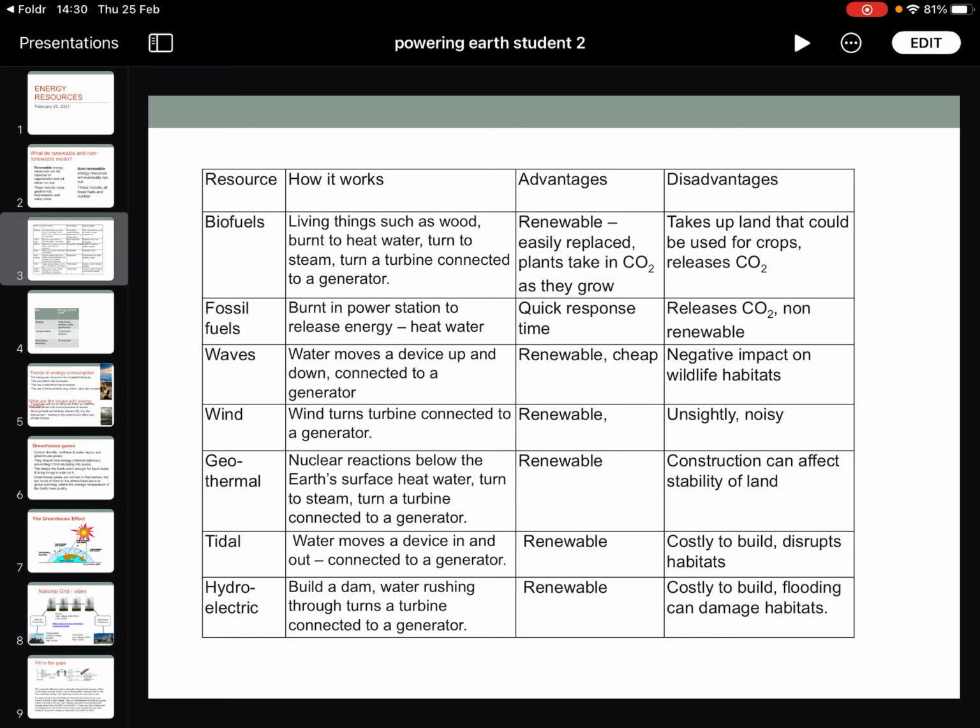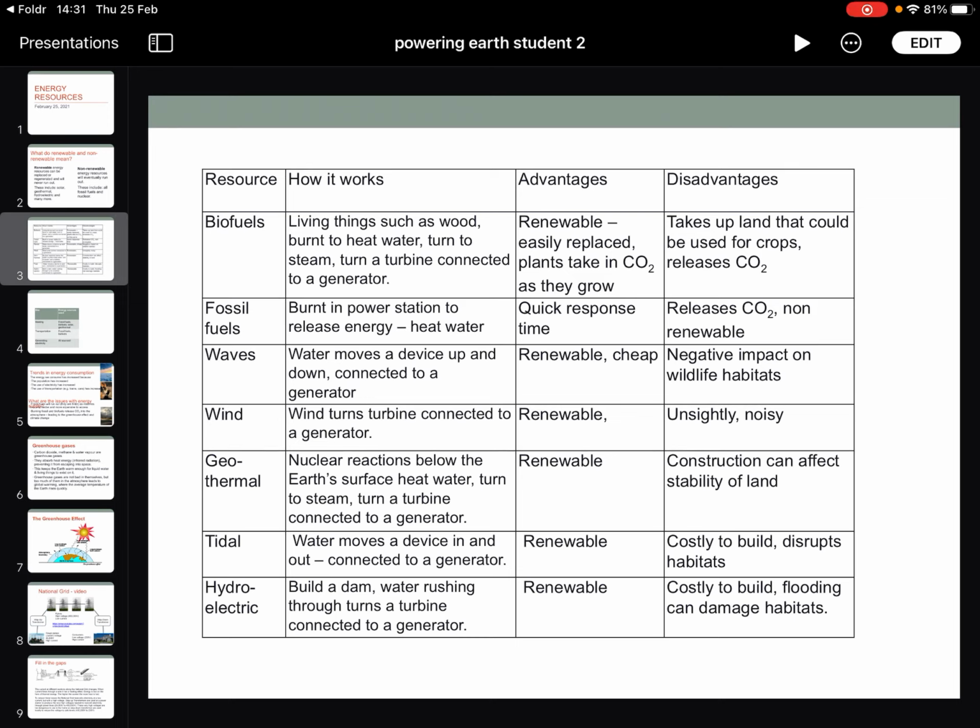Tidal. This is our comparison to wave. Water moves a device in and out, and that movement is connected to a generator. Advantage is renewable. Disadvantage: costly. Because you've got to have a whole tidal barrage, they also, again like waves, disrupt habitats. Hydroelectric: build a dam, water rushing through, turns a turbine, turns a generator. Advantages: renewable. Disadvantages: costly to build, and in order to create the dam and the whole reservoir, you quite often have to flood areas, and that can again damage habitats.